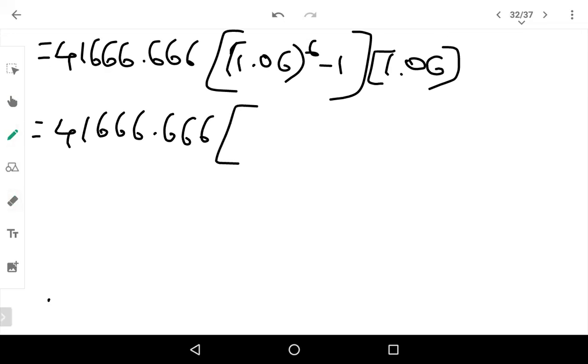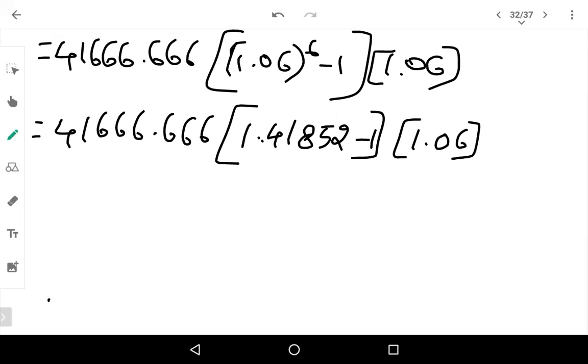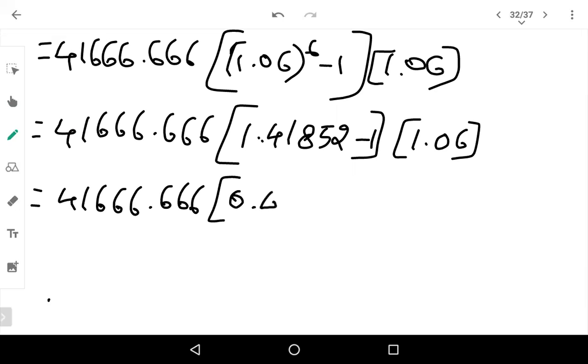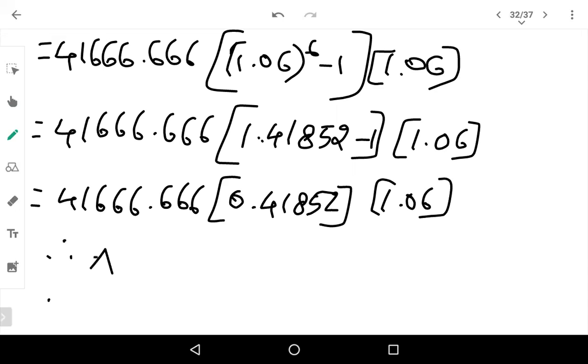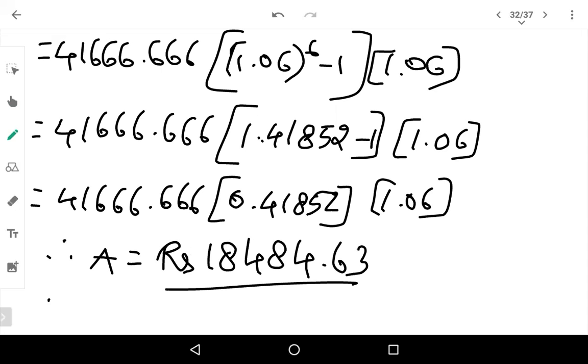Okay, so 41,666.666, this is going to be 1.41852 minus 1 into 1.06. So 41,666.666 here will become 0.41852 into 1.06. So therefore the amount is going to be rupees 18,484.63. So this is going to be the amount totally.